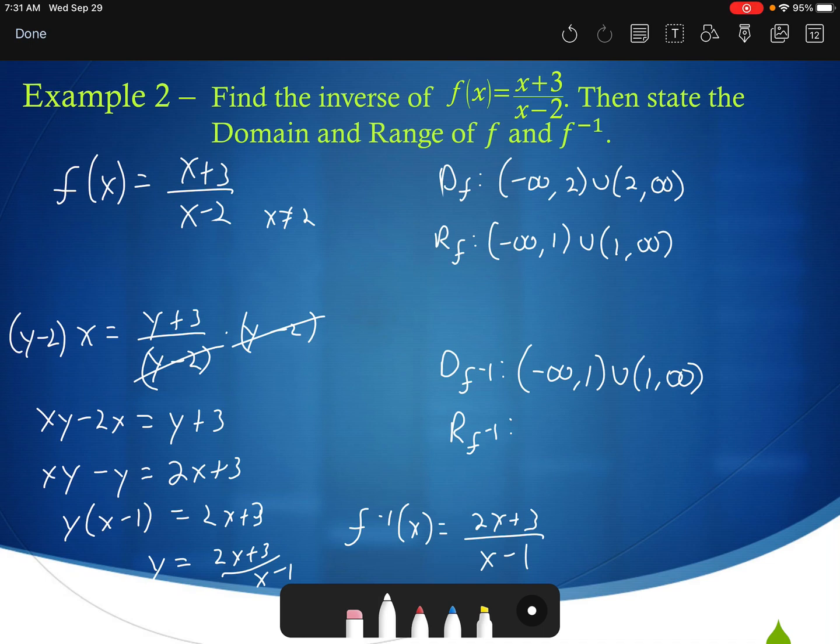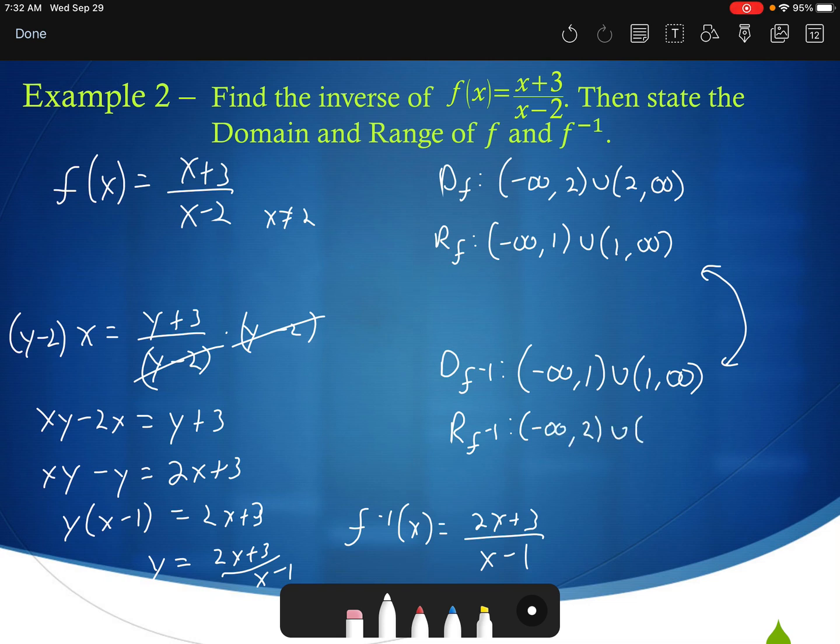What do you notice? The range of f equals the domain of f inverse. Huh. Well, let's graph 2x plus 3 and find its range. I bet you can guess what it is without doing it. I bet you it doesn't exist at 2. I bet we have a vertical asymptote at 2. And is that the case? Let's see, (2x plus 3) over (x minus 1). And I think that is the case.